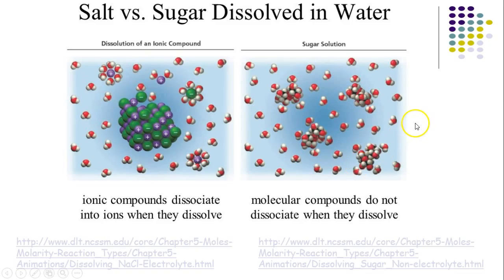When it comes to sugar, those molecules stay intact. They're pulled apart because they're polar and they attract the water molecules, but the molecules of carbon, hydrogen, and oxygen that are in the sugar molecules do not come apart.